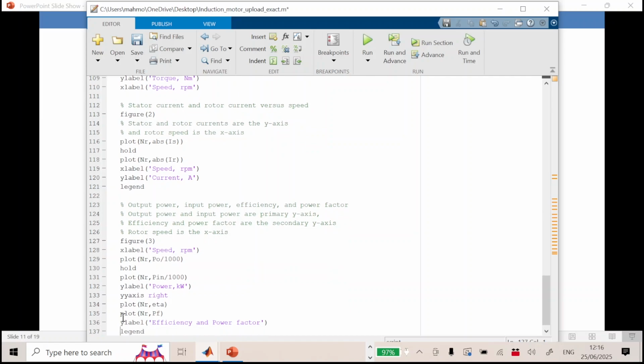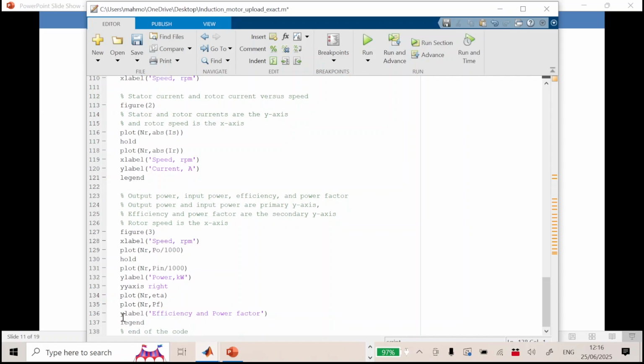So also we can add the label for this one, will be efficiency and power factor, and we can add the legend for this figure. At this time, the code is finished and we can run the code. To run this code, we are going to click on the play button or run button here. But if there is any mistake in your code, MATLAB is going to give you an alert about that. But if your code is 100% correct, you are going to see the results.